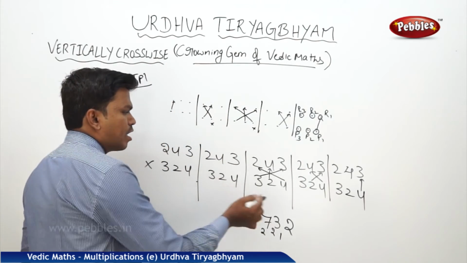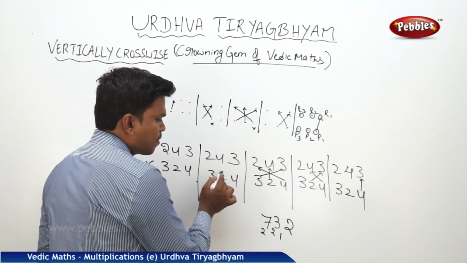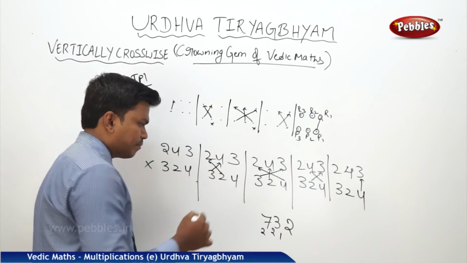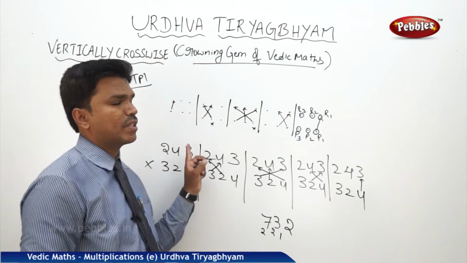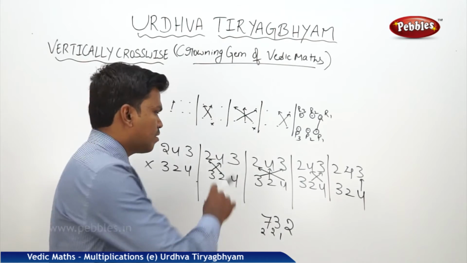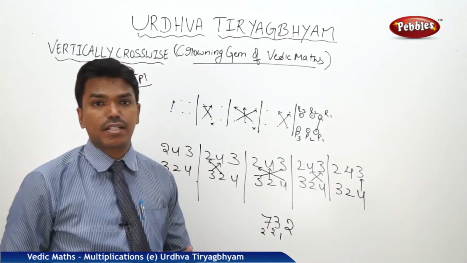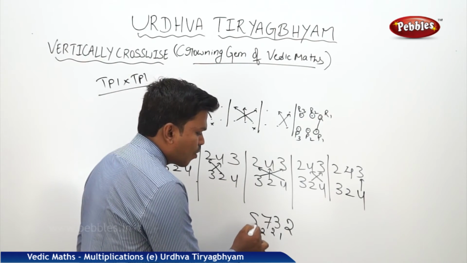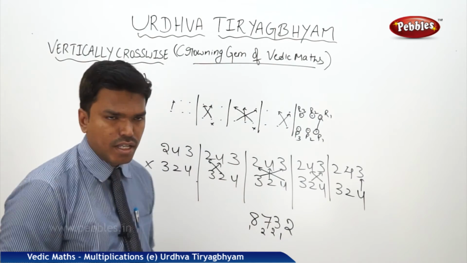Now, what is the next step? Second goes to third, third goes to second, or the second digit should be multiplied with the third digit and the third digit to be multiplied with the second digit. 4 plus 12, 16. 16 plus 2, 18. So drop 8, carry 1.